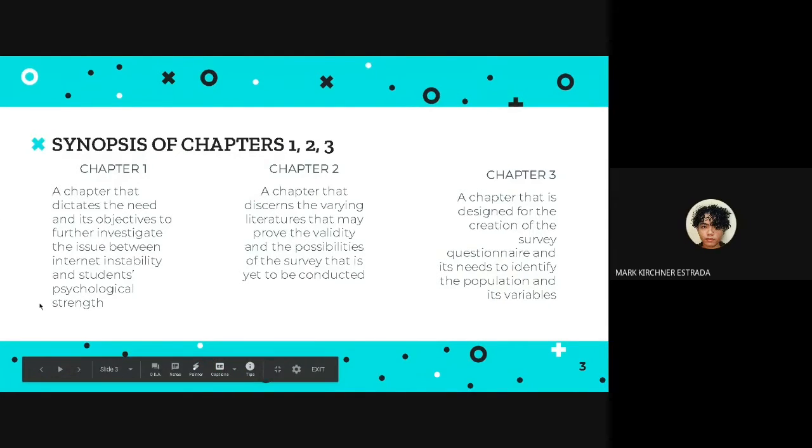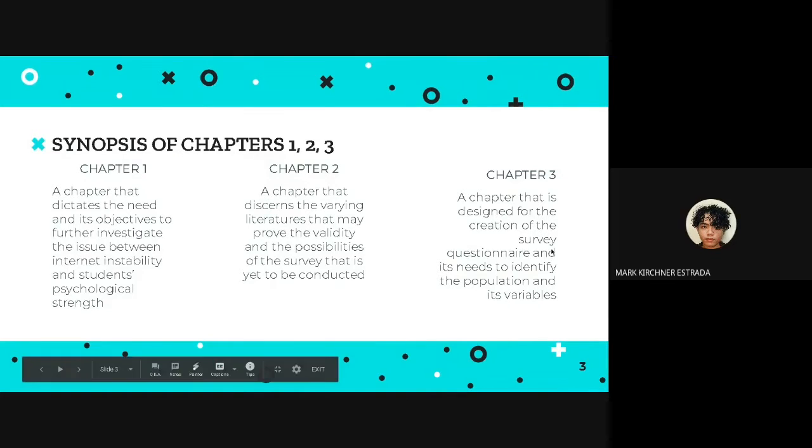Synopsis of chapters 1, 2, and 3 is how the group organized the factors and surveys of the issue presented. Chapter 1 introduces the objective and the issue, which is internet instability and psychological impacts. Chapter 2 gives examples and relative literature that may be useful for this research. It is significant to have basis on the other studies to further prove the need and the plausibility of the relationship. Finally, Chapter 3 gives the organization on how the group survey worked to its respondents.